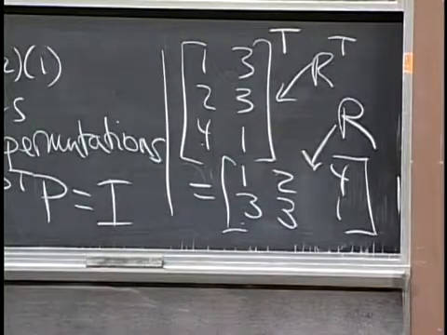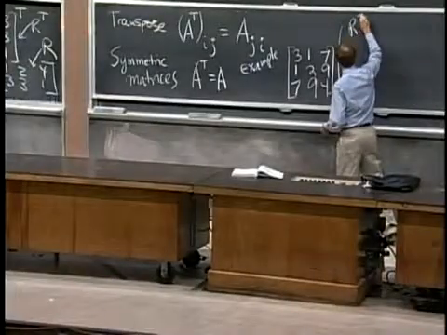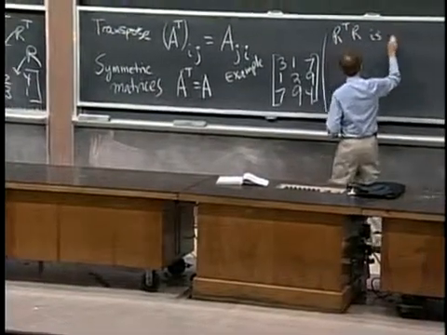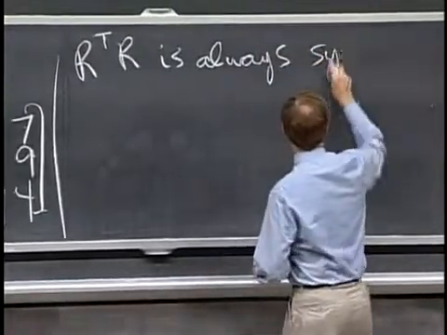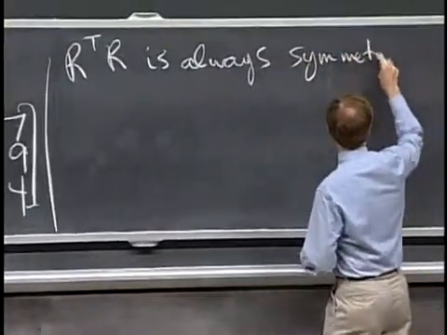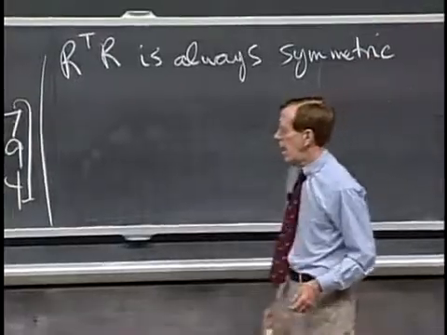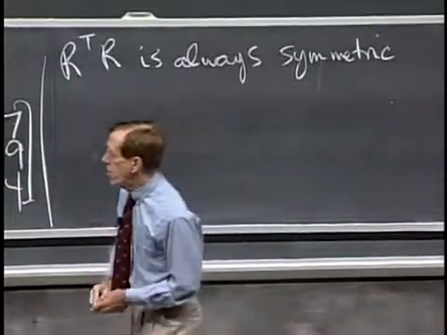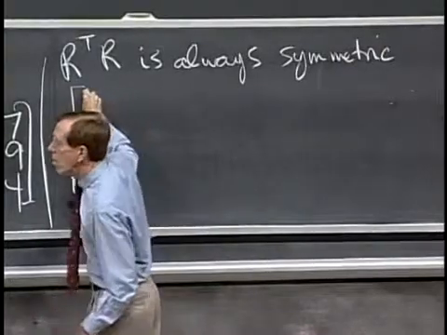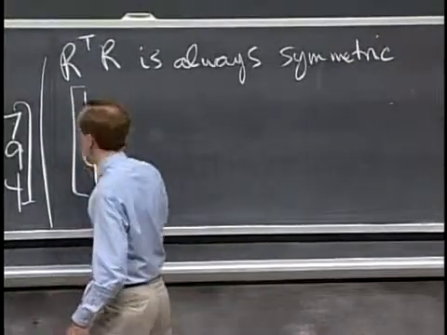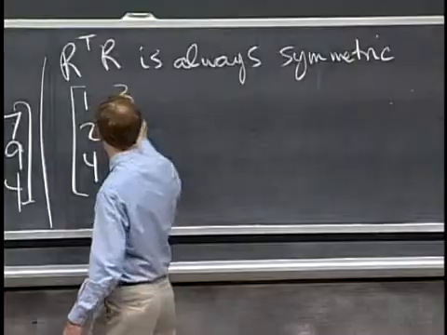So my point is that R transpose R is always symmetric. Okay? And I'm going to do it for that particular R transpose R, which was, let's see, the column was 1, 2, 4, 3, 3, 1.